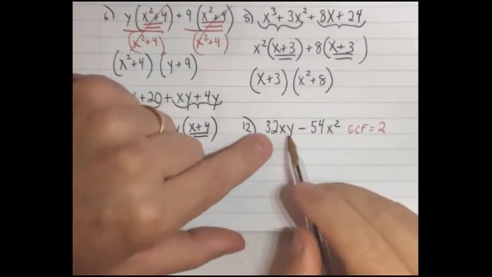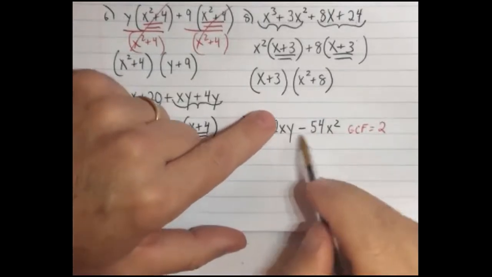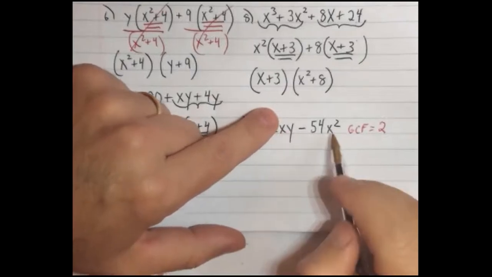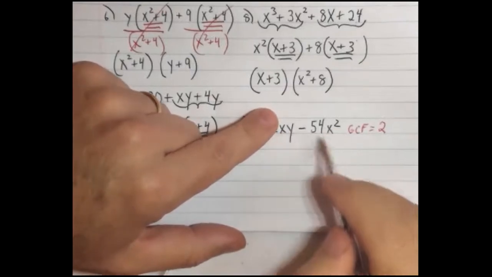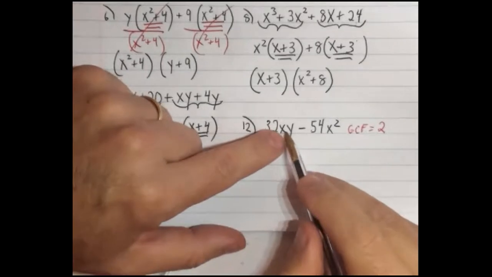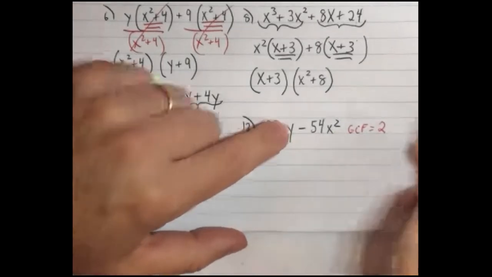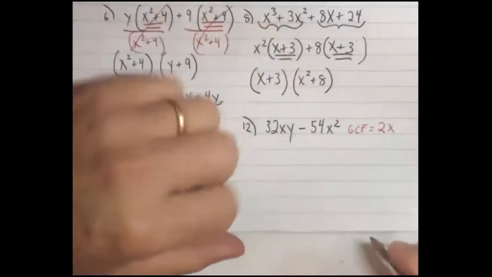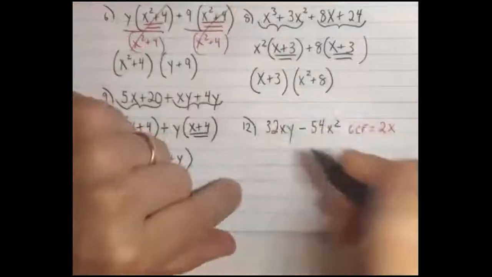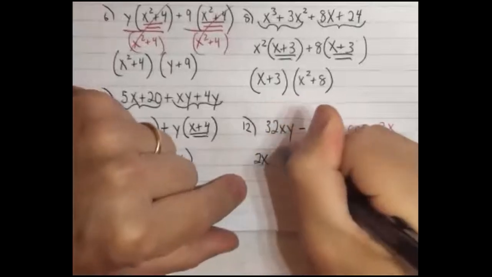And then we're going to look at these variables and what variables do we have in common? Well, they both have an x, so I can pull out one of those x's. I can only pull out one x because there's only one here. But I can't pull out a y because this does not have a y. So my GCF on this problem would be 2x. That is all I can pull out from each of these.